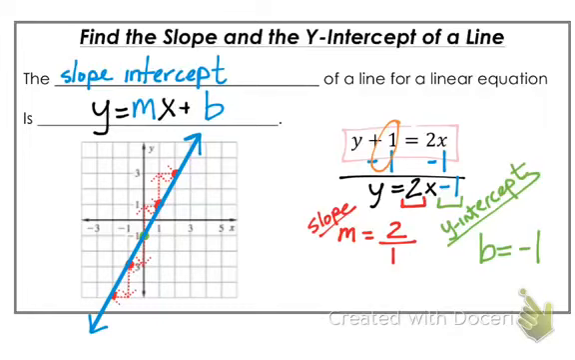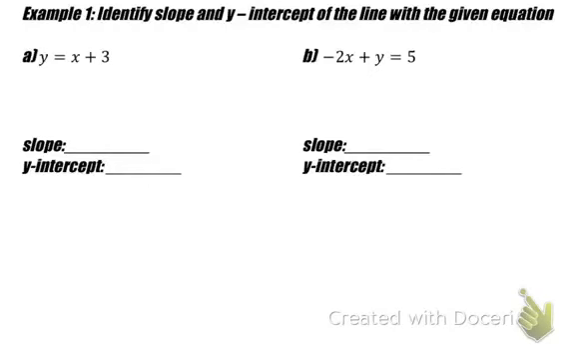This is our graph of the linear equation y equals 2x minus 1 in slope-intercept form. In example 1, let's practice identifying the slope and the y-intercept of a line with two given equations. Let's focus on A. For slope-intercept form, we need y equals mx plus b. We have y equals x plus 3. There is no m, but if there is no coefficient in front of the variable x, there is an imaginary 1 there. So m equals 1 over 1, or 1, and our y-intercept is positive 3.